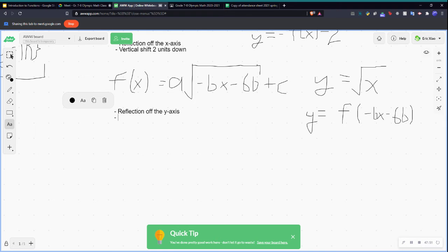Now let's look at dilations. This one might be a bit more tricky. A more obvious one would be this a. So a is in front of the function. Let's write that down. So we have a right here, you have a in front of the f. So this means that what you'd get is a vertical stretch by a factor of a.